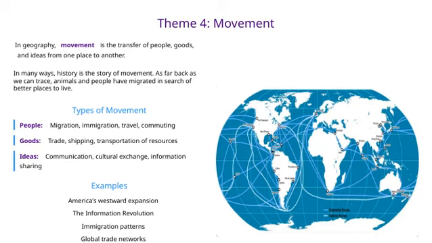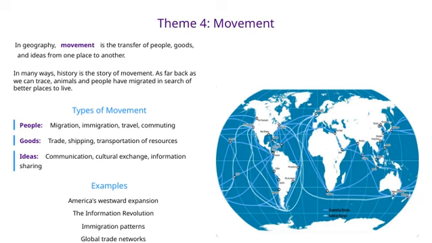Let's talk about theme 4, movement. In geography, movement refers to the transfer of people, goods, and ideas from one place to another. You can think of it as the way things shift and flow across different regions. Interestingly, much of history is really a story of movement. Animals and people have migrated for thousands of years in search of better places to live or resources.